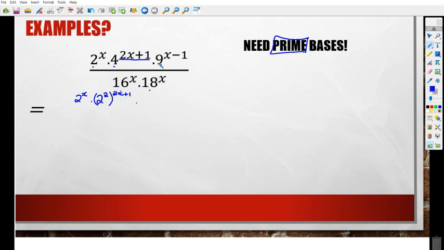We've got 9 here. So I can change that to a 3 squared, remembering from our previous example. Put that in a bracket, and I've got x minus 1 outside there. And that is all over. If I put 16 into my calculator and say equals and shift fact, what do you get? You get 2 to the power of 4, all in a bracket. Outside that bracket, it's an x. And then I've got multiplied by.